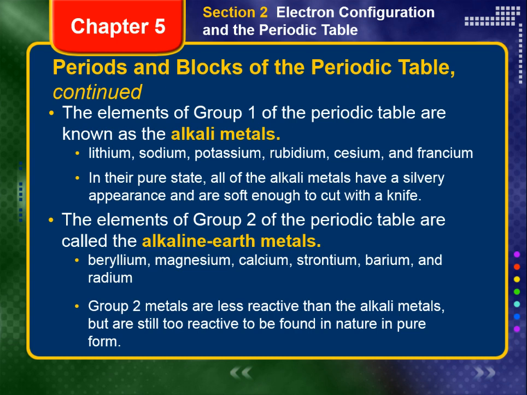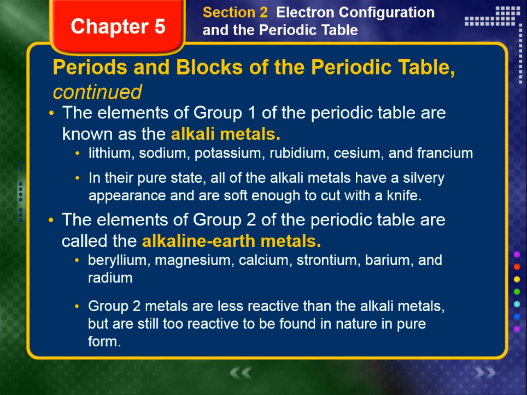As you will learn in the next section, Chapter 5, Section 3, the ease with which the single electron is lost helps make the group 1 metals extremely reactive. Using n for the number of the highest occupied energy level, the outer or group configurations of the group 1 and group 2 elements are written ns1 and ns2 respectively.